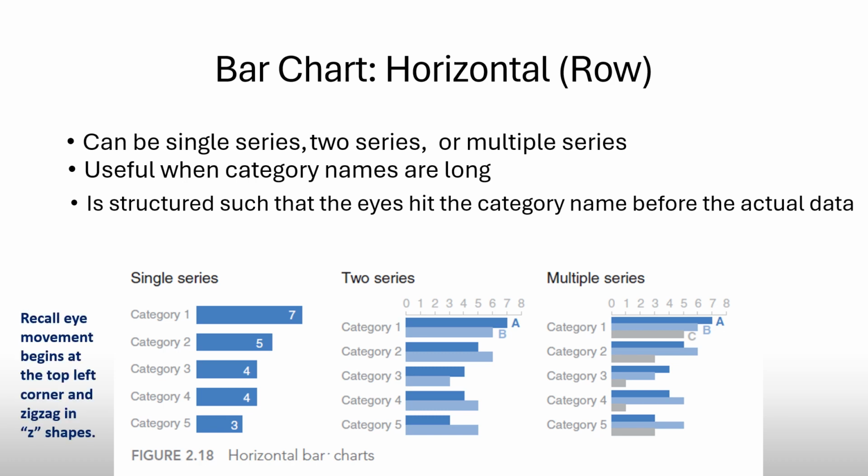Keep in mind that we have eye movement beginning at the upper left, moving to the right, and zigzagging down to the left again, and then back to the right. This makes horizontal charts very easy for your audience to interpret.